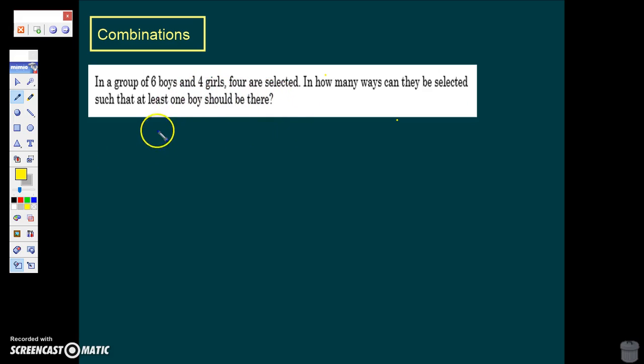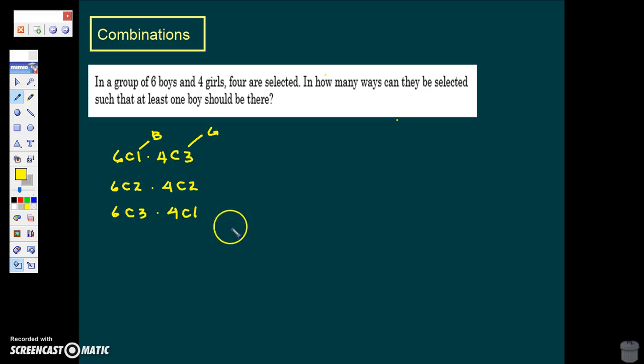So case 1 is when we have exactly one boy picked. So it's 6C1 times, of course, if one of the 4 selected is a boy, then the other 3 must be girls. So it's your 4C3. This is your boy, and this is your 3 girls. So another case that will satisfy this is, of course, when you have 2 boys selected, so 6C2. So that leaves only 2 girls to be selected, so 4C2. Then you have 3 boys, so 6C3 times, of course, you only have 1 girl to select, 4C1.